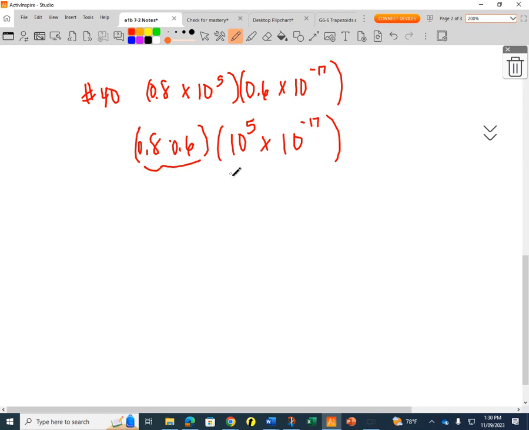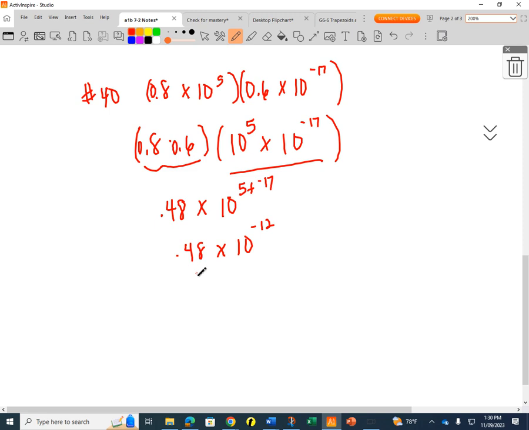So when we multiply that on the calculator now, we're going to use a shortcut to multiply these. So this is going to be 0.48 on your calculator, times 10, and we're going to add those exponents. That would be 0.48 times 10 to the negative 12th power.